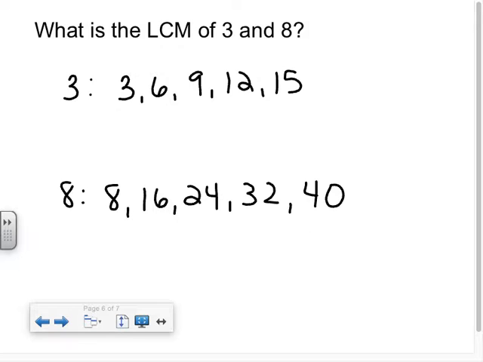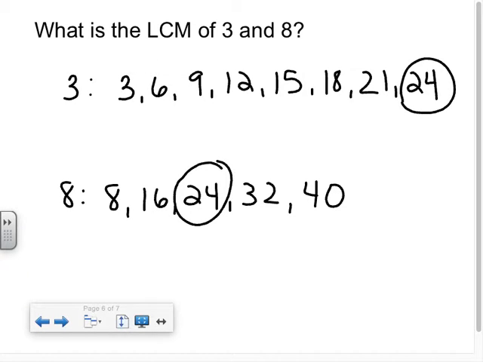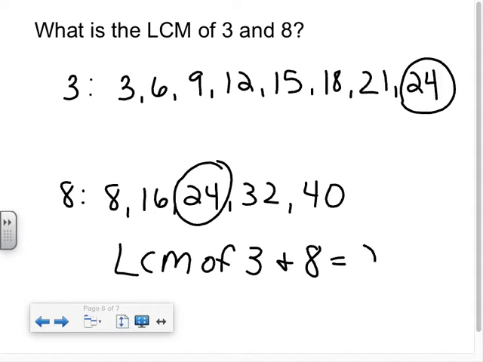Well, doesn't look like I have too much shared yet, right? So I need to keep going. 18, 21, 24, up. It looks like I found a common multiple. So my least common multiple of 3 and 8 is 24. Okay.